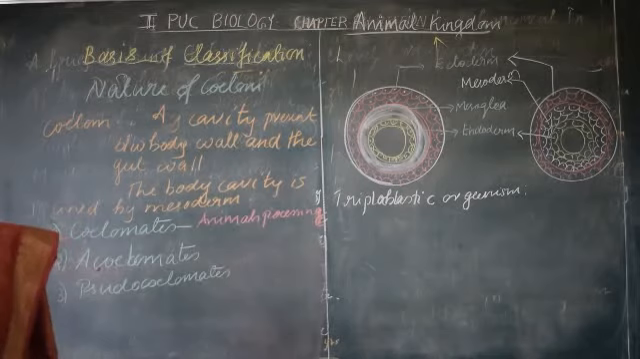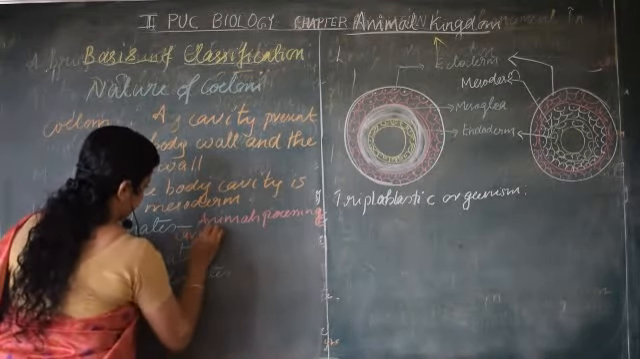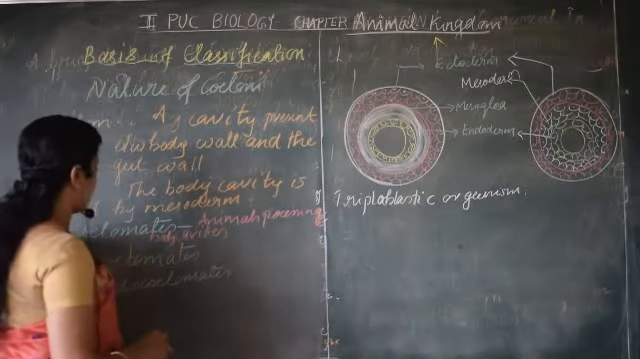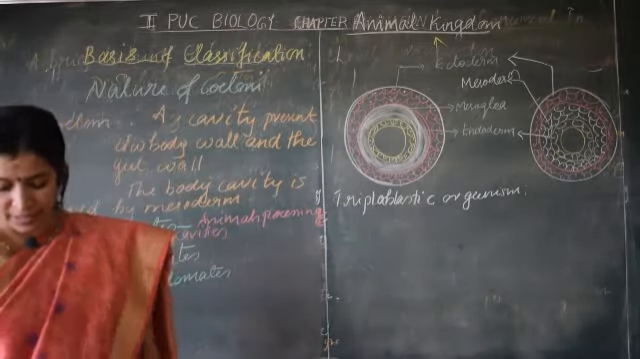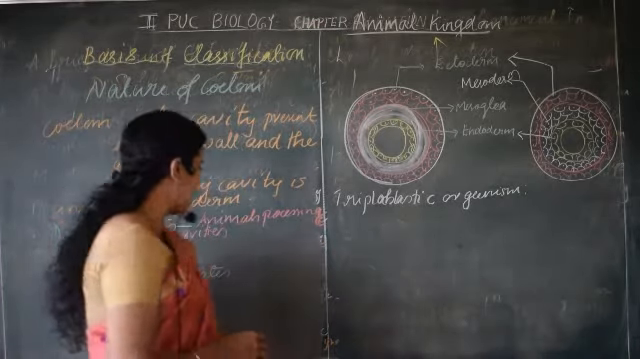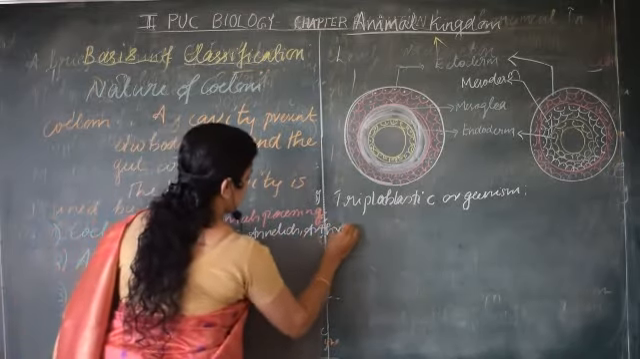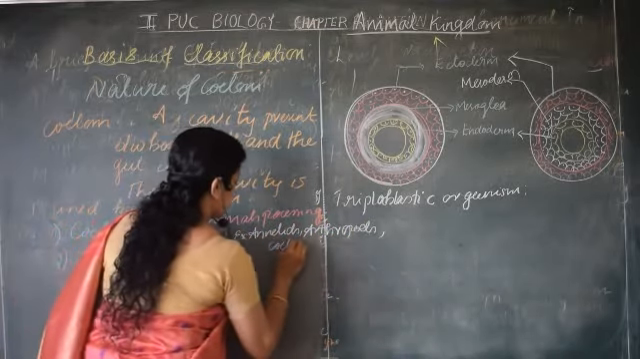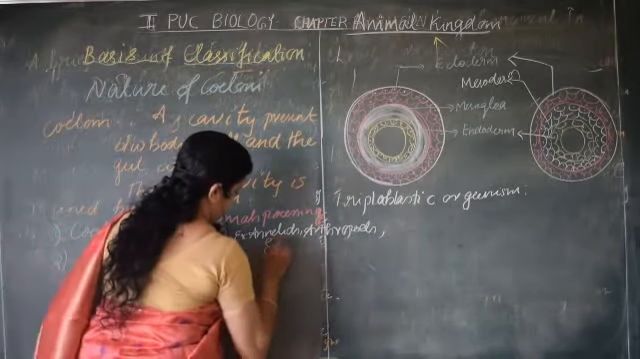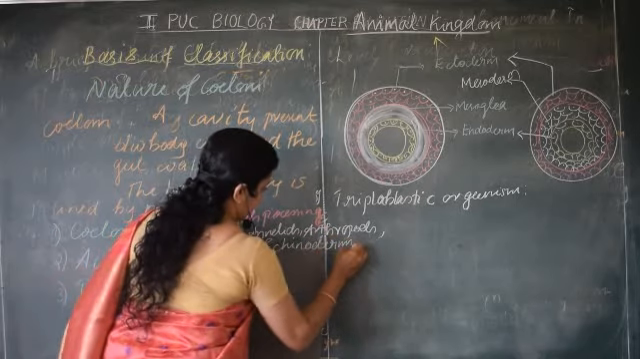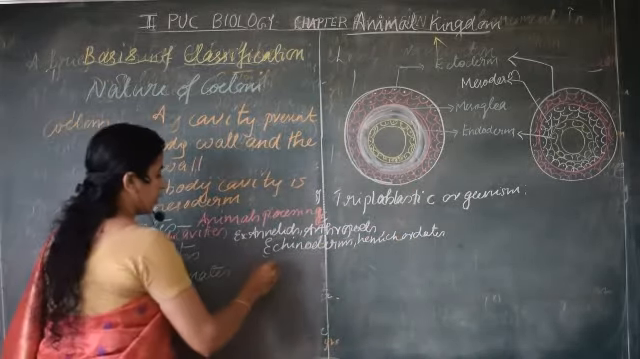Animals with body cavities are called coelomates. Examples for these coelomates are the annelids, then arthropods, then mollusks, echinoderms, hemichordates and chordates.